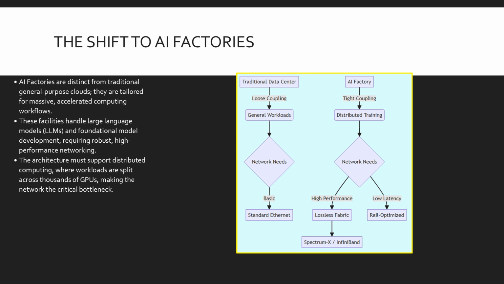This diagram contrasts the two environments. On the left, we see the traditional data center. It handles loosely coupled workloads where basic connectivity is sufficient. Now, look to the right at the AI factory. Here, workloads are tightly coupled. This means thousands of GPUs must act as one computer. To achieve this, we cannot use standard networking. We need high-performance, lossless fabrics like InfiniBand or NVIDIA Spectrum-X to handle the distributed training requirements. This visual shift represents the fundamental design change required for the era of AI.